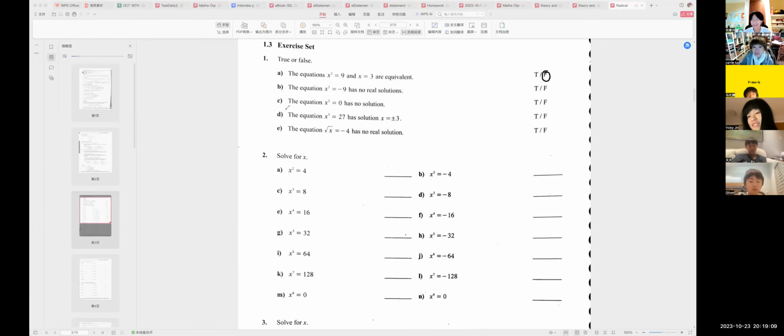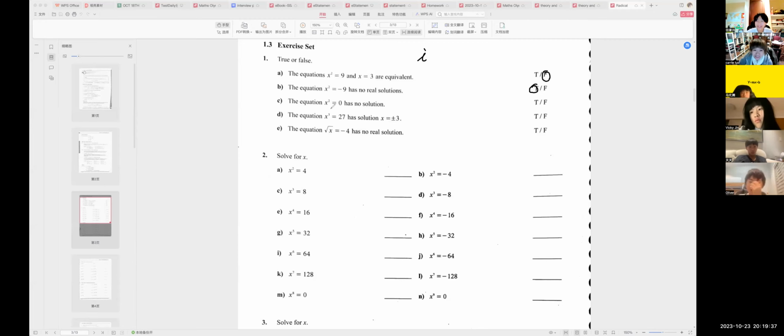Okay, next one. The equation x squared equals negative 9 has no real solution. Is it true or false? True. Very good. Okay, good job. But what about the equation with i? Yeah, but this is not a real solution. i is not a real number. This is just something from high school. I don't think any school is going to teach that, so we don't need that. I just want to show off that my math is really good.